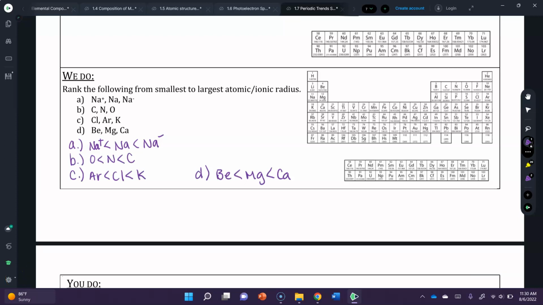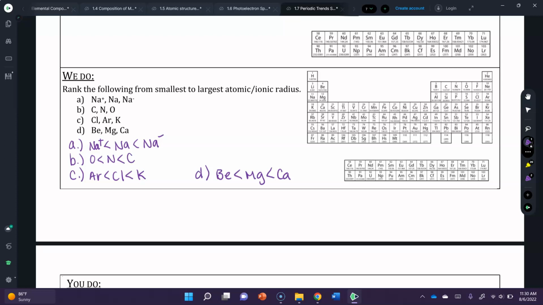Okay, so for B, we put O, N, then C, because oxygen should have the greatest effective nuclear charge, so it pulls its electrons in most tightly, so it should be the smallest, whereas carbon has the lowest effective nuclear charge and doesn't pull them in as tightly, so it should be the largest.